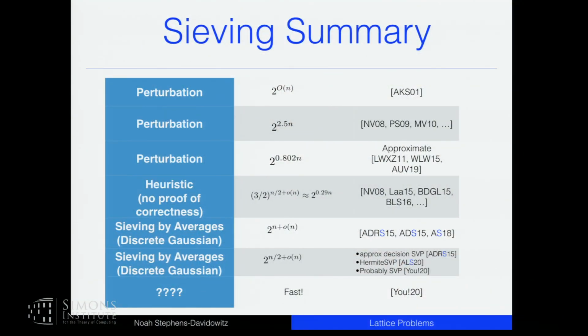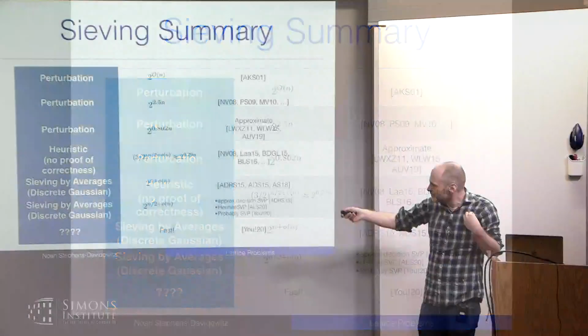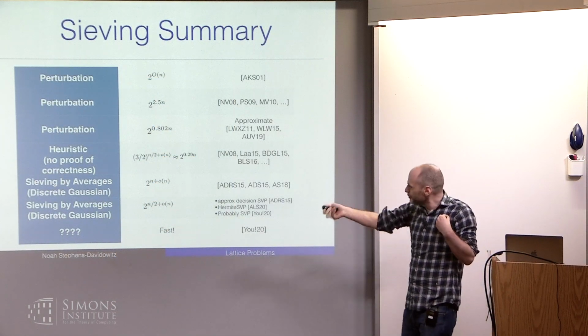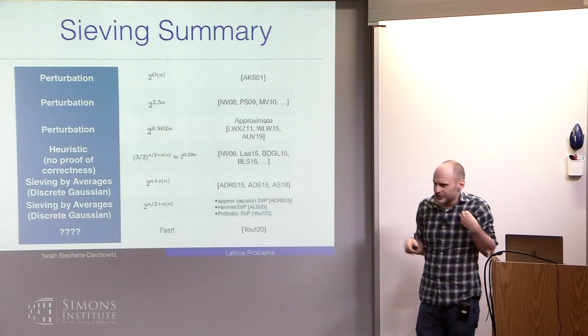So before I show you the algorithm, let me just tell you how these things all shake out at the end. If you use the perturbation method, the best we know of is 2 to the 2.5 n. But stay tuned, I'll mention that there's a result that's not very well known where you can get significantly better if you're willing to lose a little bit in approximation factor. The heuristics do much, much better. They get 2 to the 0.29 n. This is a hard fought constant. And our sieving by averages approach gets 2 to the n, and it kind of sort of gets 2 to the n over 2.